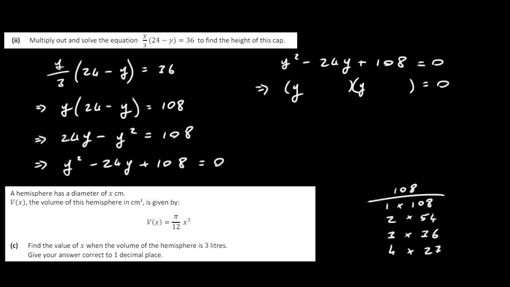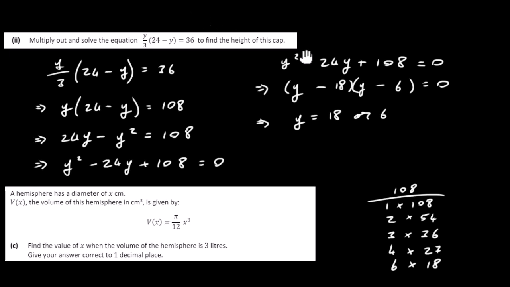And we can go 5, won't go in. We can go 6 times 18. That'll give us 24. So we can put 18 here. We can go 6 here. We need a plus, so it's going to be minus minus. So that'll give us, let's see, y is equal to 18 or 6.